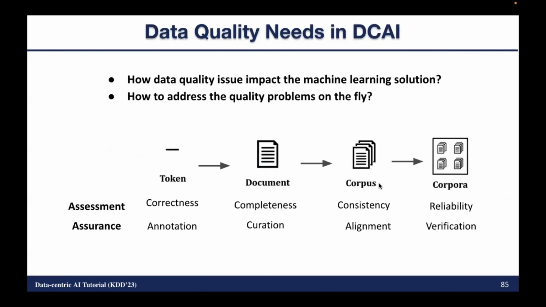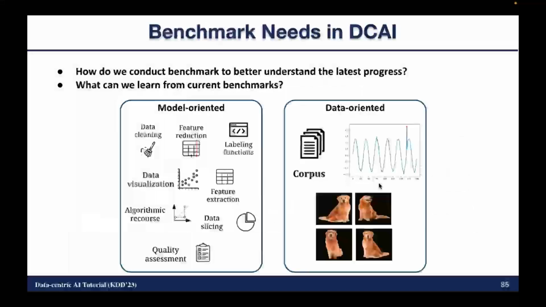As for the data quality, the reason why we need it is very obvious. As mentioned by Dr. Hu in the first session, it is always garbage in, garbage out. If we have very low quality data, then even with a super strong model, it is still not going to yield a very good AI solution. So here we mostly focus on how data quality issues impact machine learning solutions and how to address the quality problems on the fly with some examples.